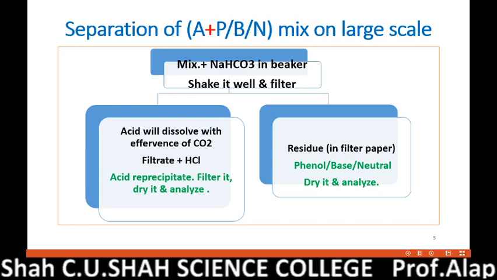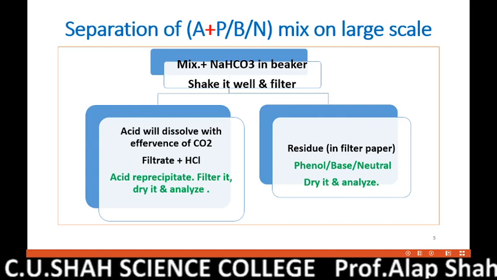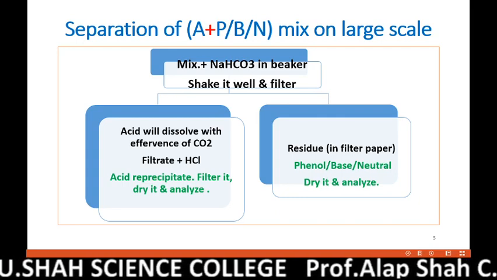about solid mixtures. Now from the next presentation, we will discuss liquid and solid-liquid mixtures.